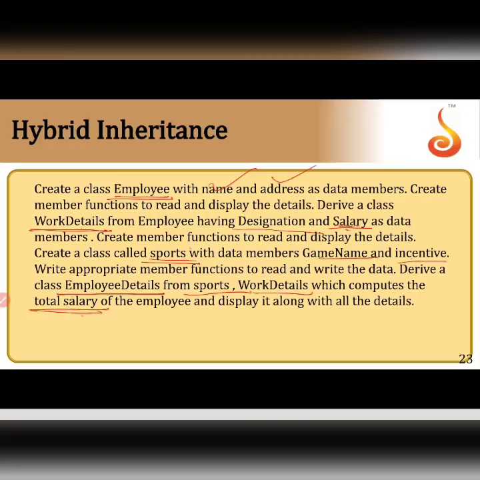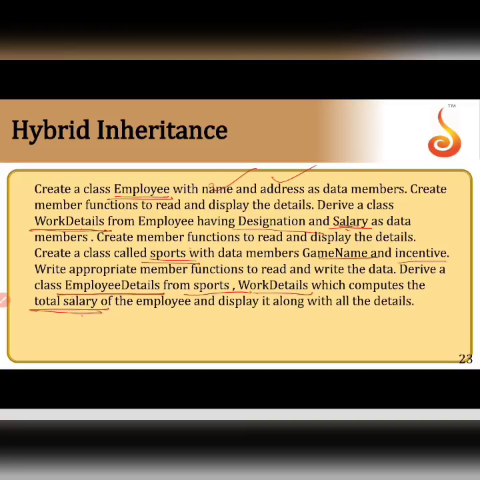So you need to write member functions to compute the total salary and print it along with the name, the address, the designation, the game name the employee plays, the incentives and the total salary. All these details have to be printed. So what are the details I need to print?